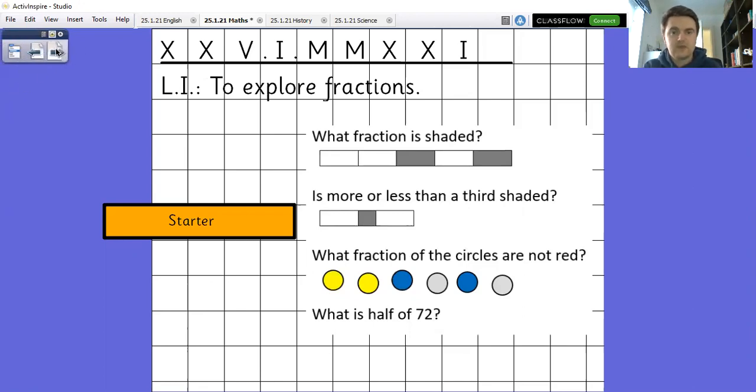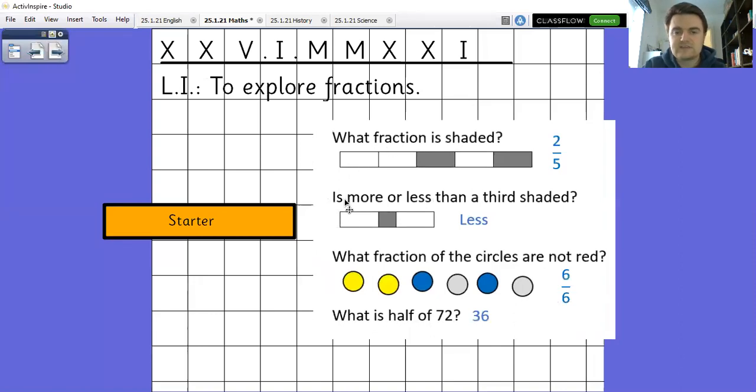So for the first question, we can see that the shape is split into 1, 2, 3, 4, 5 equal parts, and that 2 of them are shaded. So 2 out of 5 are shaded, which means 2/5 are shaded. Now with the second one, if you have a look at it, you can see it's split into 3 parts, but the parts aren't equal. So is more or less than a third shaded? Less, because the smallest segment is shaded in. If these 3 parts were equal, then we would say that it was exactly a third that was shaded.